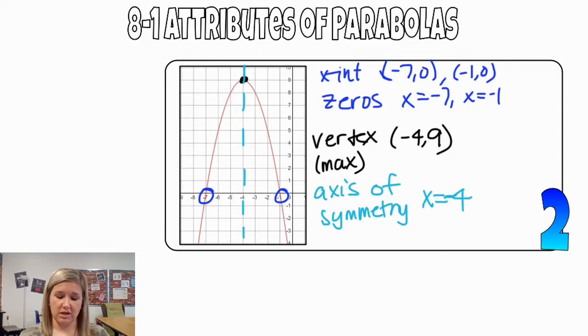Could be none. We have a vertex that's going to be either a maximum, which is going to be the top part of my function, or a minimum, which would be the bottom part of my function. And then the axis of symmetry is going to go through that vertex straight down the middle. It's going to act as like a reflection line and mirror back and forth. So again, a lot of just looking at the graph and applying these vocab words to that graph and moving on from there.